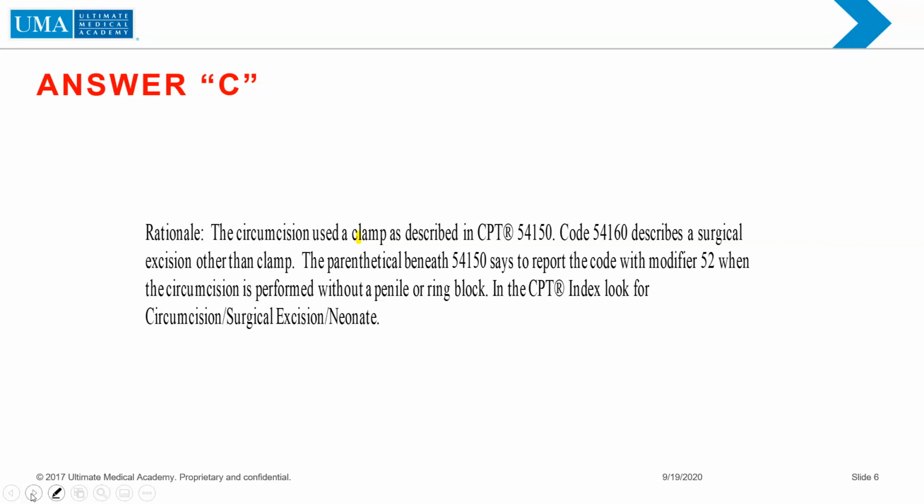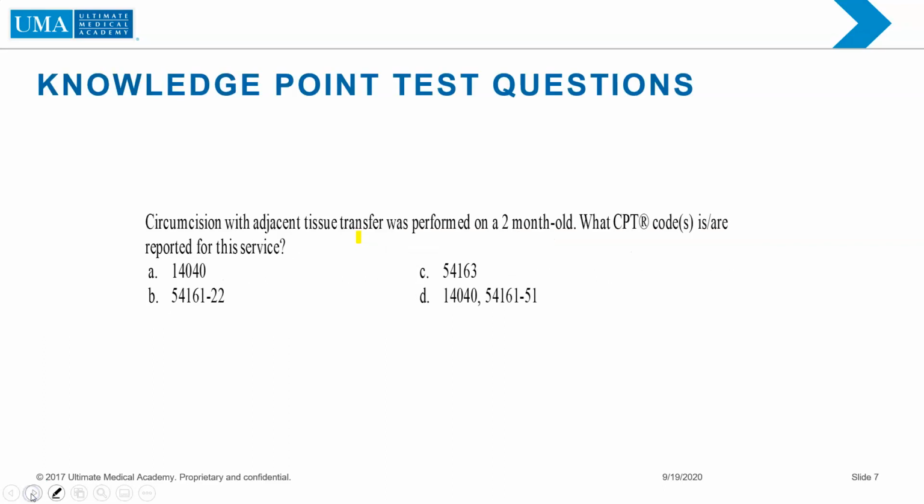So remember, we're going to circumcision, which is in the back of the index, and we go to surgical, and then you'd look for neonate, and you'd see those two codes there, 54150 and 54160. Okay. But because it was performed without, you would append modifier 52. Now let's move on to the next question.